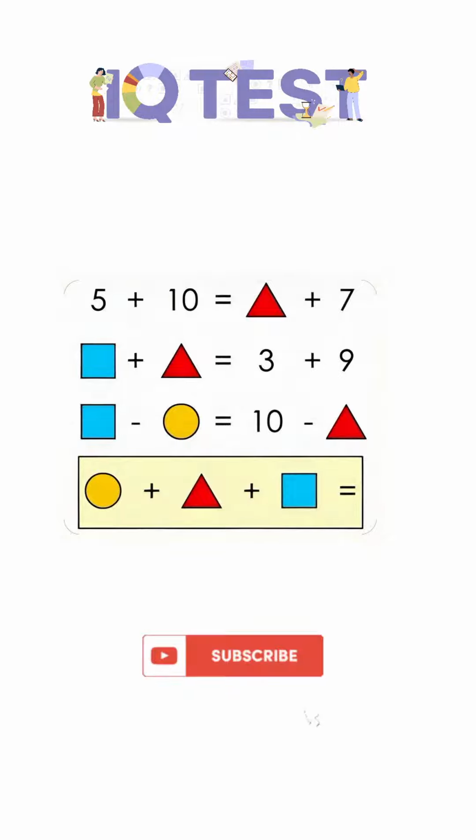Okay. So Tess is saying the red triangle is 8. I agree. That is 100% correct. The red triangle is 8. What of the blue square? What do you have for the blue square?